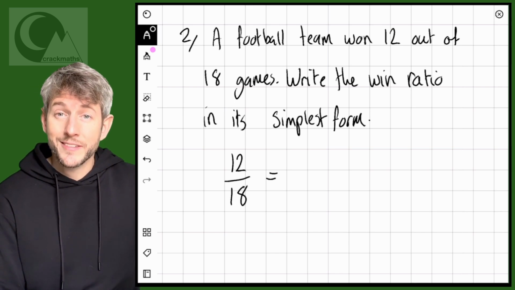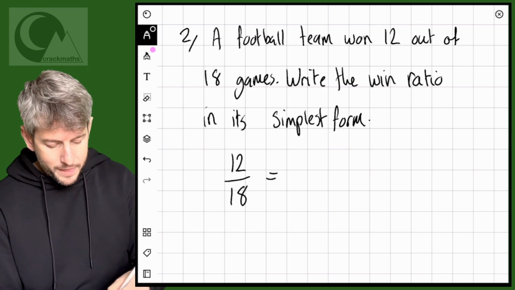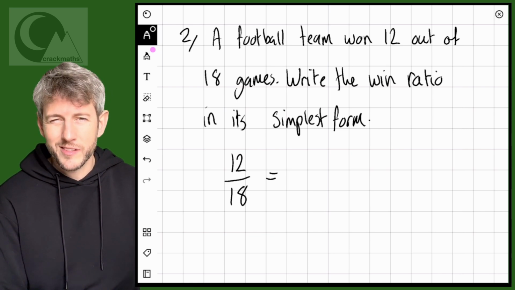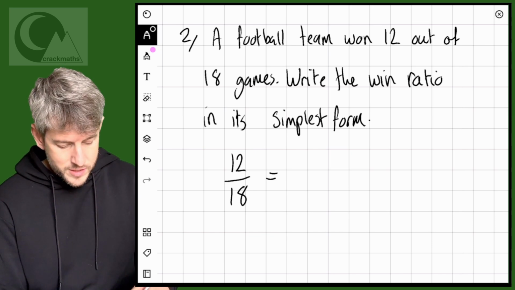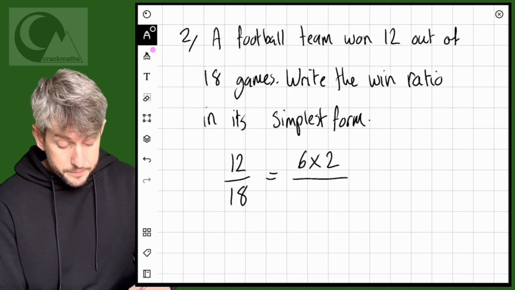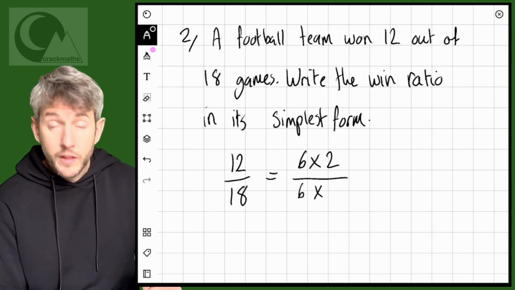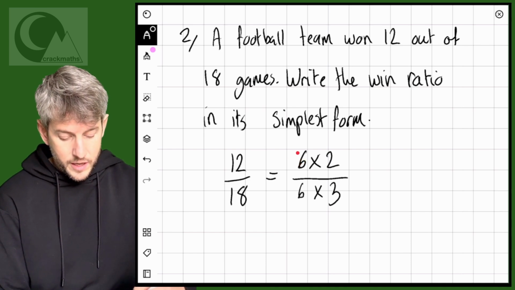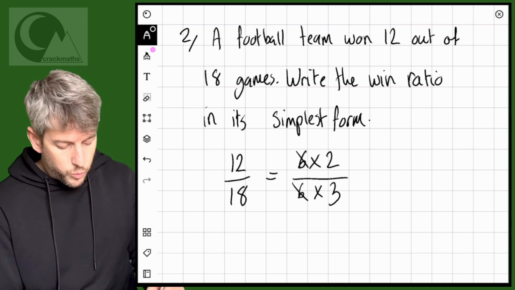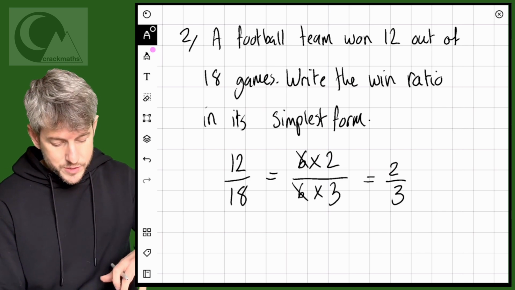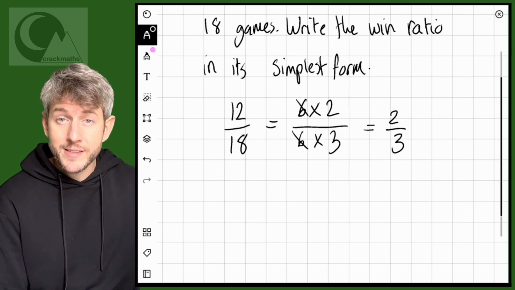So first of all, let's simplify this fraction. I know that both of these can be divided by 6. So I'm going to use that because I think that might be the largest number that they both divide by. So 12 can be 2 times 6, or 6 times 2. 18 can be 6 times 3. So what I see here is that I can cancel down the 6's, because 6 divided by 6 is 1. So what I'm left with is the fraction of the games that they won is 2 out of 3.